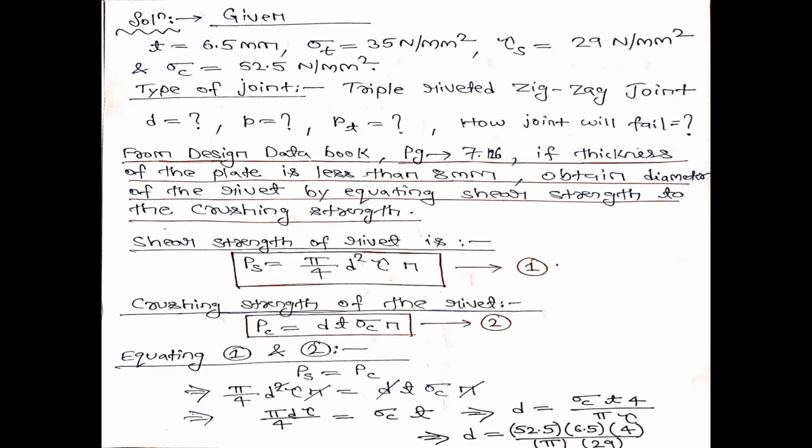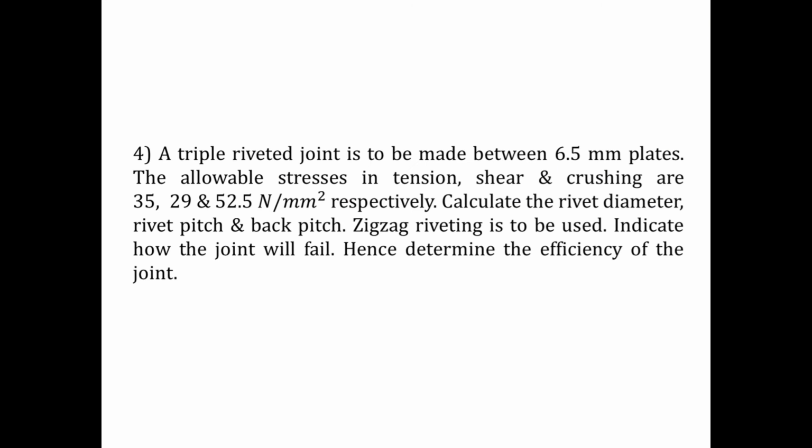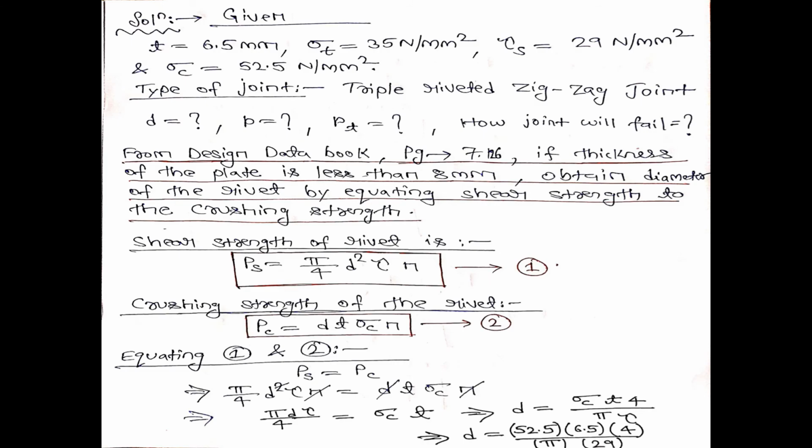So let us solve the problem. In this problem, you can see that only one data is given to you, that is the thickness of the plate. And you need to find out the remaining data such as rivet diameter, rivet pitch and back pitch. So how can we proceed with this problem?